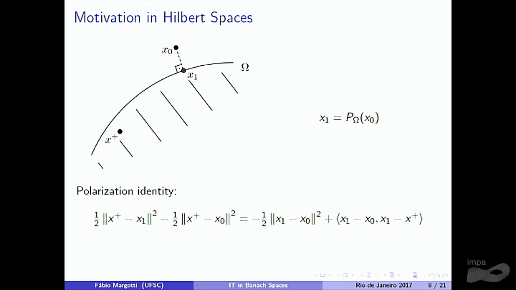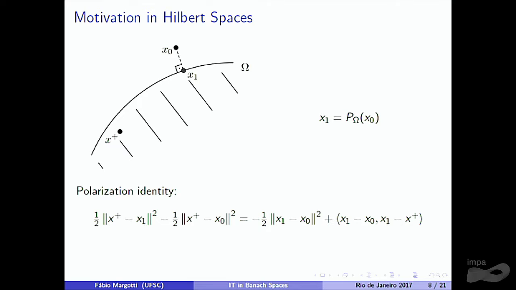It is convex and closed. And then you have this orthogonal projection from x0 into this set. And then you define x1 as this projection. OK? x1 is the projection of x0 in omega.